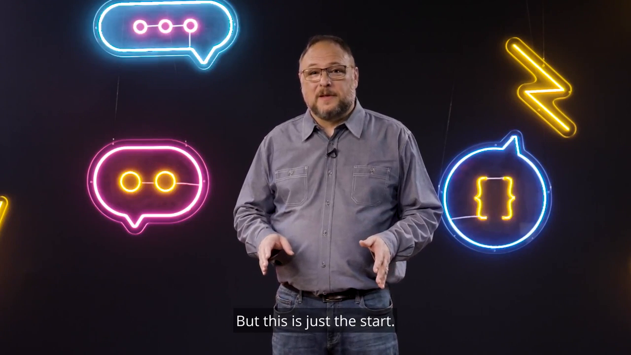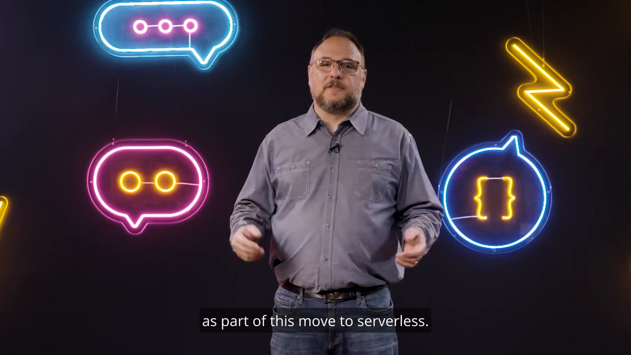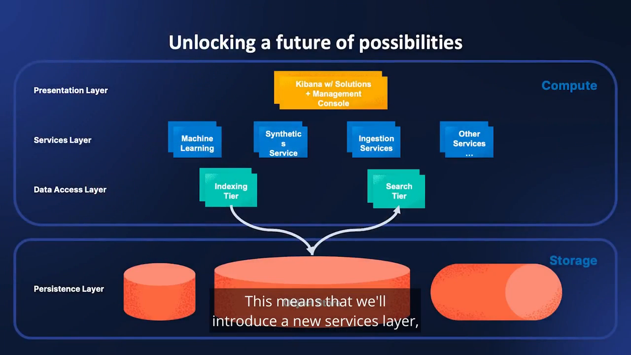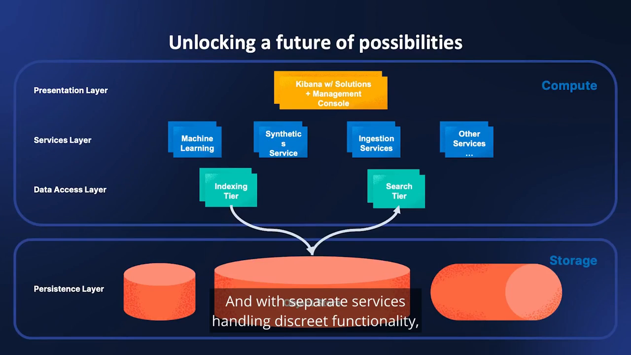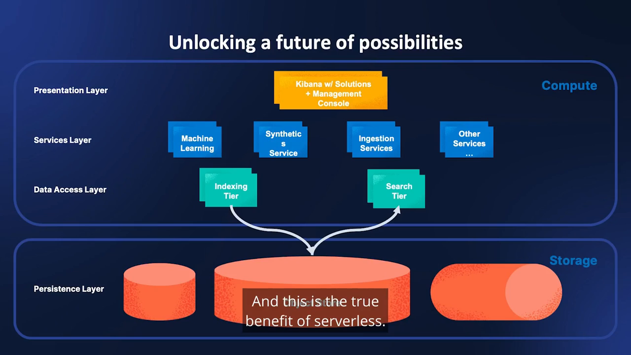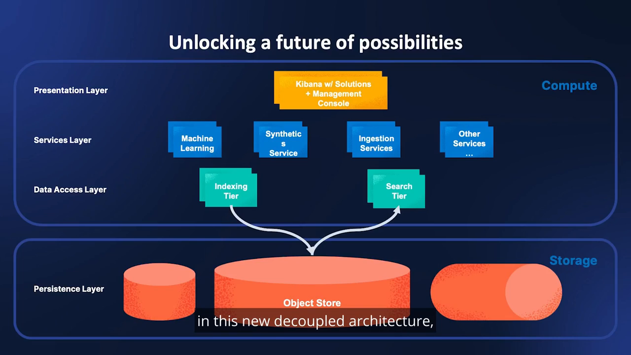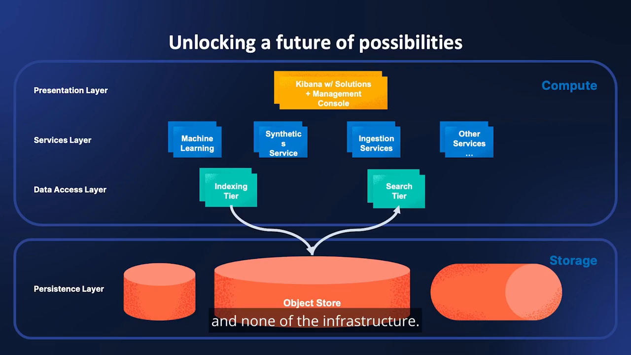But this is just the start. Beyond moving to a stateless architecture, we're also moving more broadly to a service-oriented architecture as part of this move to serverless. This means that we'll introduce a new services layer and separate out a simplified presentation layer. This is important because it gets us to a more efficient, more decoupled architecture with separately scalable microservices. And with separate services handling discrete functionality, we'll be better able to automate the management of those various functions. And this is the true benefit of serverless, getting to a more fully managed experience. With the separation of concerns in this new decoupled architecture, we'll be better able to automate the management of Elasticsearch so that customers don't have to. All customers will see is the functionality of our solutions and none of the infrastructure.